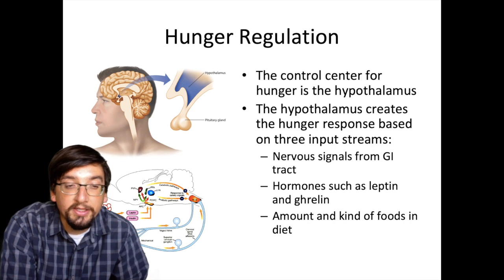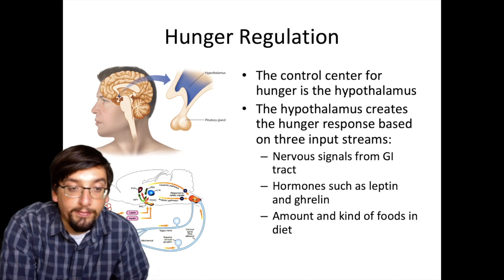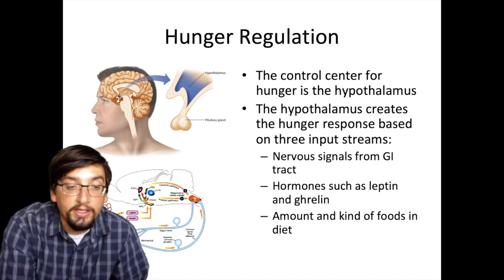Now, leptin is secreted by fat tissue, adipose tissue, and so the more fat you have, the more leptin you secrete into your blood. And then ghrelin is secreted by the digestive system. Now, leptin decreases hunger and ghrelin increases hunger. So they're what's called antagonistic hormones. They work against each other.